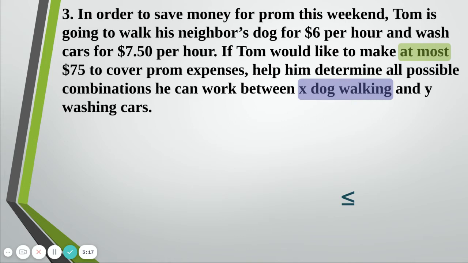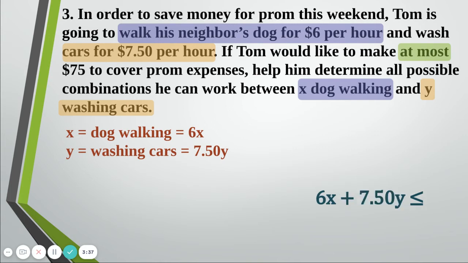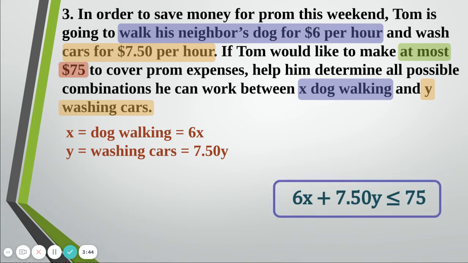And for dog walking, he gets $6 per hour, which is 6X. And he gets $7.50 per hour for washing cars, which is 7.50Y. So if I add those together, I know that at most he would be making $75 to cover his prom expenses.